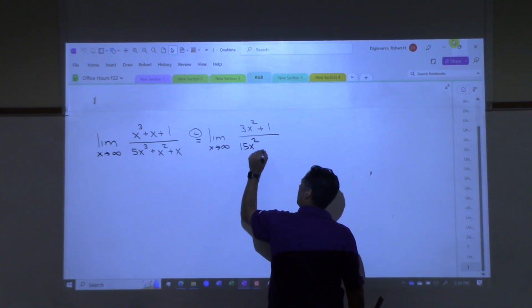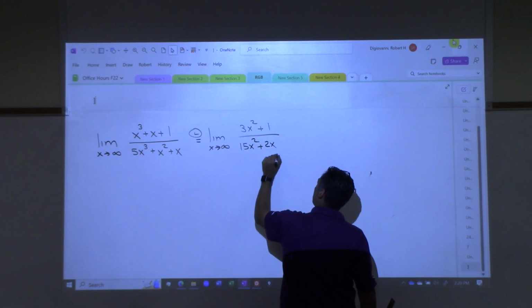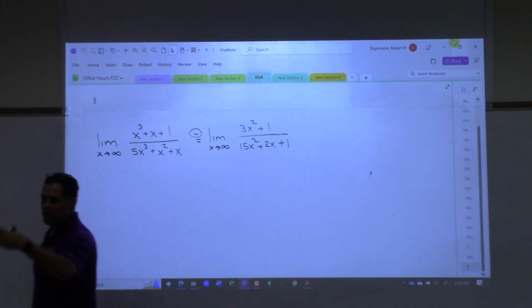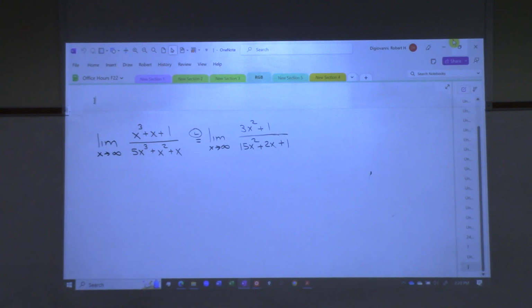15x squared plus 2x plus 1. Okay, now, do the limit again. What do you get this time? 6x over... Oh, careful, it's going to infinity. So infinity over infinity. You still have infinity over infinity, don't you? So guess what L'Hopital says?